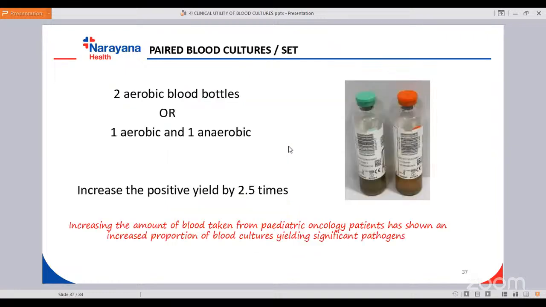I'll just try to stress on this concept of paired blood culture. So paired blood cultures is where you don't send single blood cultures, you send 2 blood cultures. The 2 blood cultures can either be aerobic and anaerobic or 2 aerobics. I'll tell you the conditions in which you will send 1 aerobic, 1 anaerobic, or 2 aerobic. Why do you send all these paired blood cultures? Because the more blood is tested, the positivity rate increases.